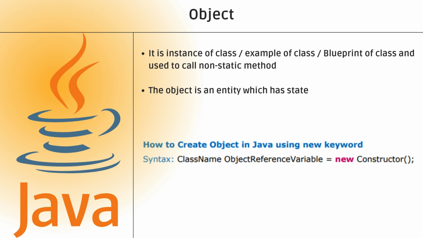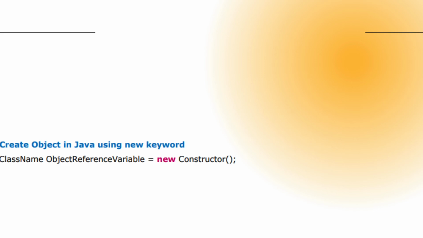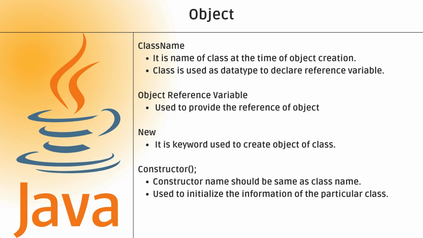So how can we create an object? To create an object we have this syntax: class name, object reference variable equals new keyword and constructor. Let's see one by one. First is the class name. To create an object we have to write the class name first, and this class name is used as a data type to declare an object reference variable. The object reference variable is generally used to provide the reference for the particular object.